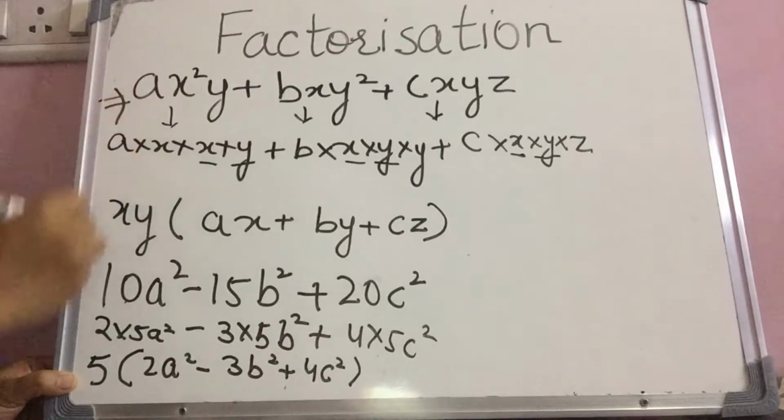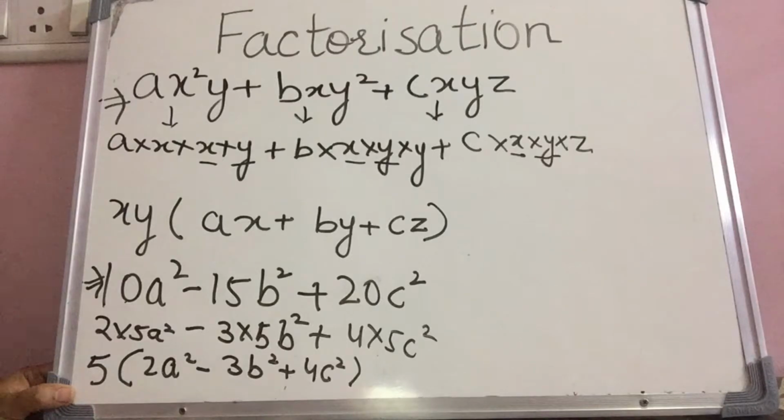This is one question and this is another question. This is how factorization is done by taking common or by the regrouping method.